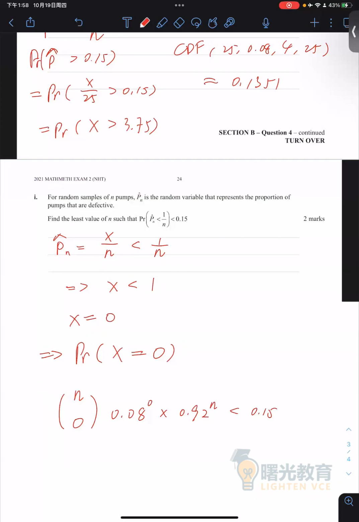Solve this inequality. You can find out n should be greater than 22.75. Again, n is what? N is a natural number. So the least natural number greater than 22.75 would be 23. And that is the least sample number we can select.